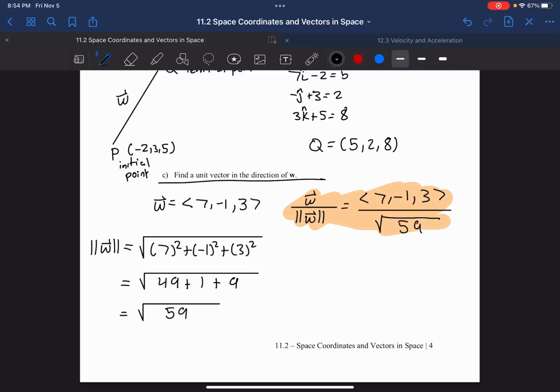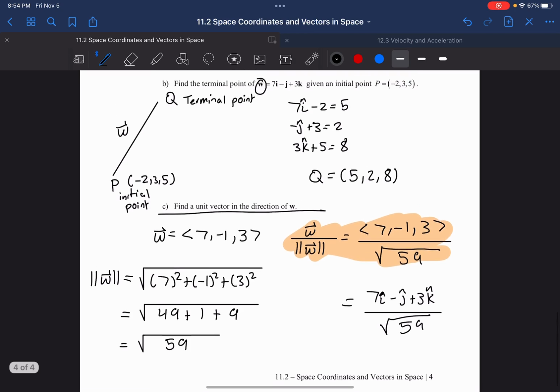If you wanted to, you could write it out as 7i, don't forget the vector notation, minus j plus 3k, all over the square root of 59. It's exactly the same thing, it's just that the way it's written is different.